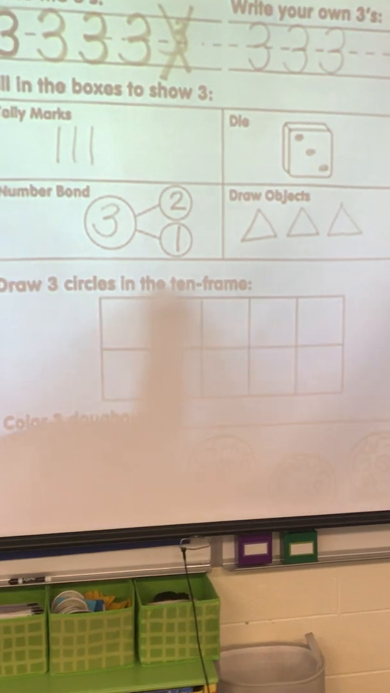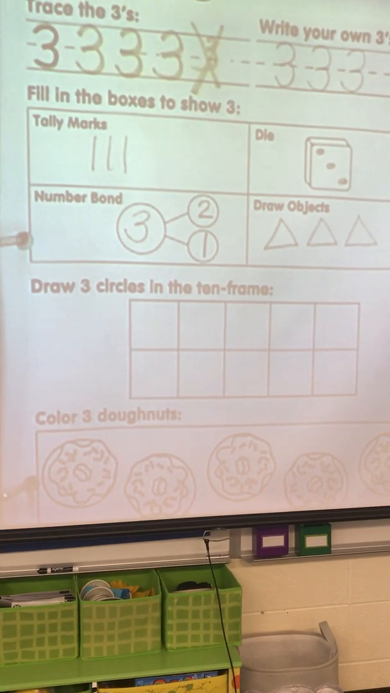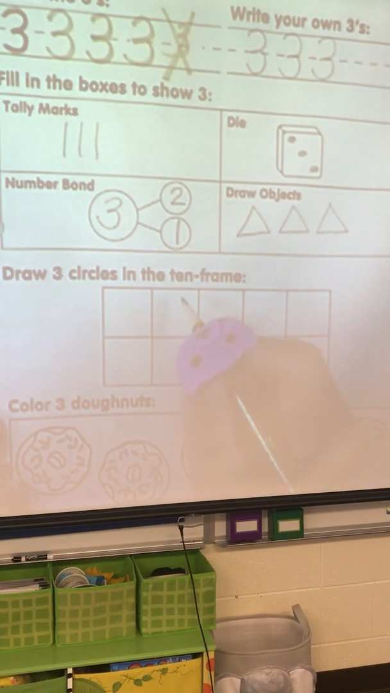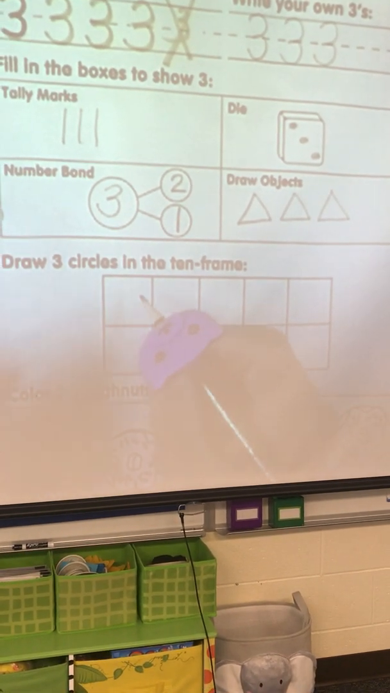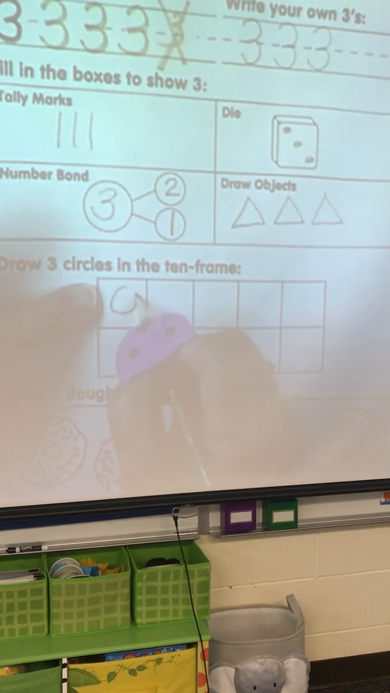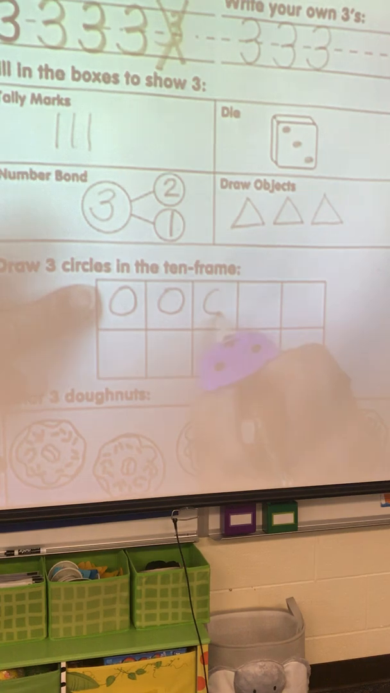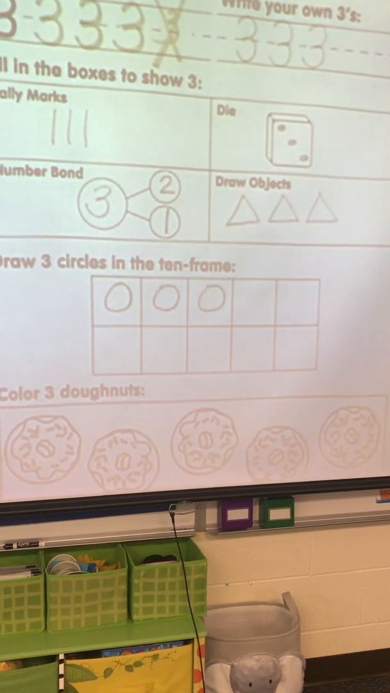And here's our 10 frame. Remember, we just talked about that when we were subitizing. So 3 circles in the 10 frame. And remember, when we draw in a 10 frame, we always start in the first box, just like your sticker book. 1, 2, 3. All right.